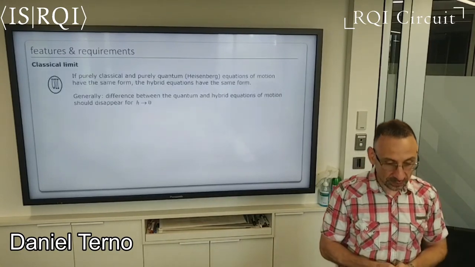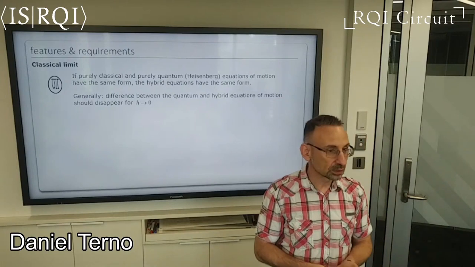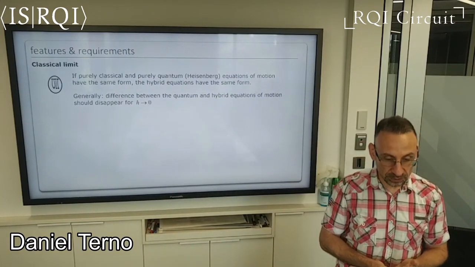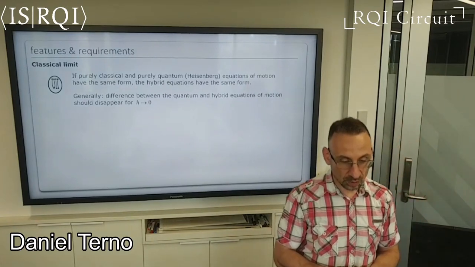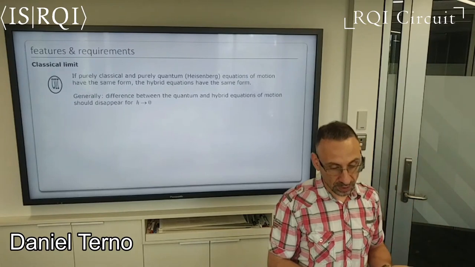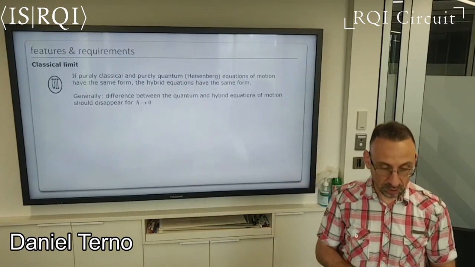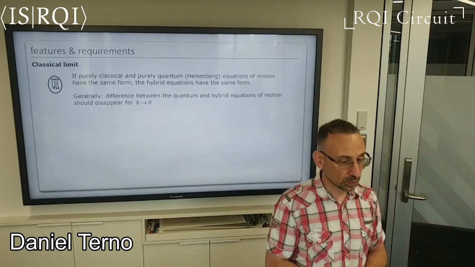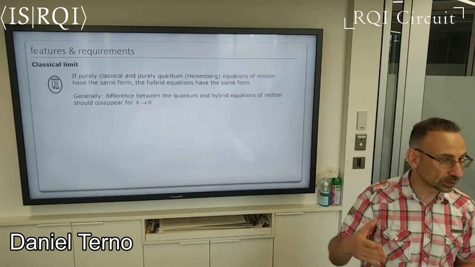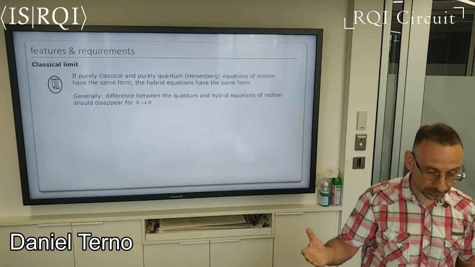And another requirement, we want an honest classical limit. So if we work with very simple systems where classical and purely quantum equations of motion have the same form, we want hybrid equations to have the same form, or at least we want the difference between quantum and hybrid equations of motion to disappear in the limit h bar goes to zero.